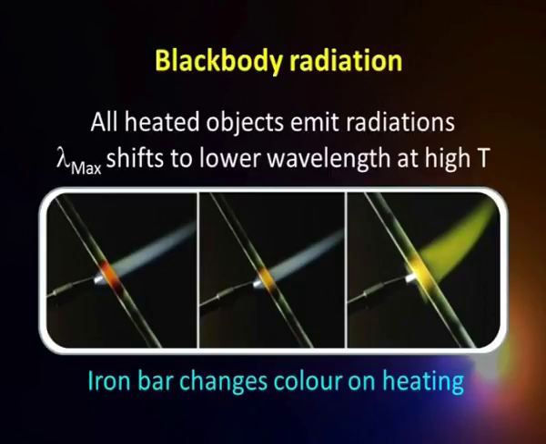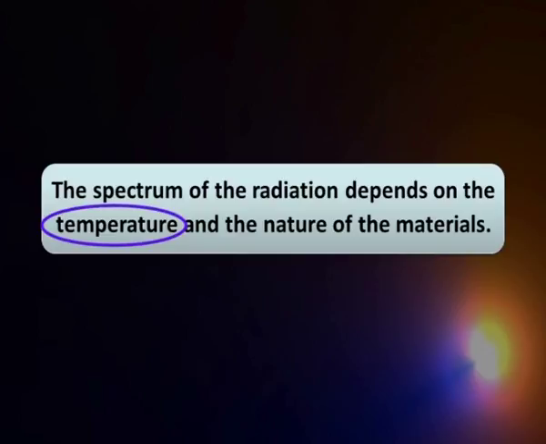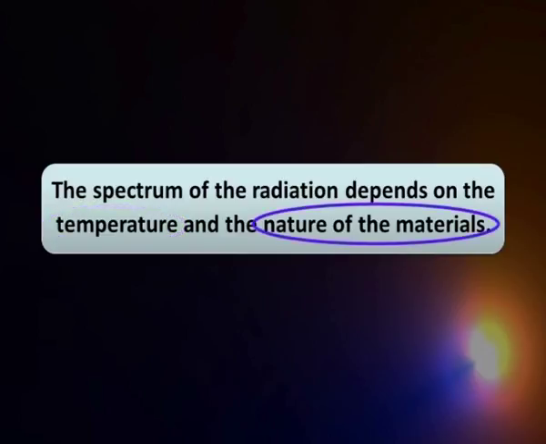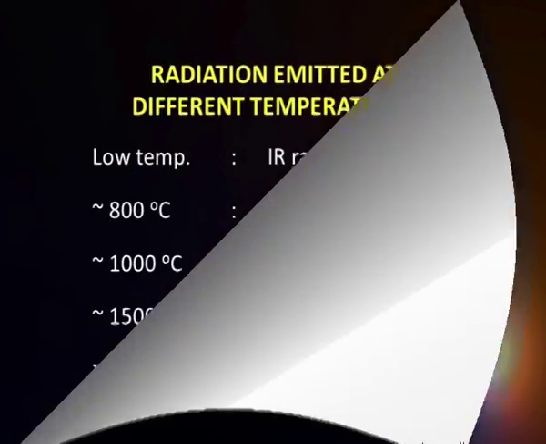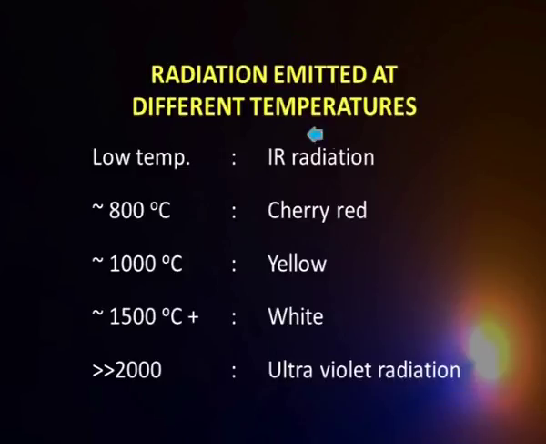It is a general phenomenon that anything which is hot is going to emit radiation, and the nature of radiation which comes from a hot object will depend on 2 things: 1, the temperature, and 2, the nature of the material being talked about. Now, this is just a small listing over here. When the temperature is low, say around room temperature or my body temperature for that matter, we emit what is called IR radiation. As the temperature goes up, the color becomes cherry red. If it becomes about 1000 degrees centigrade, it becomes yellowish.